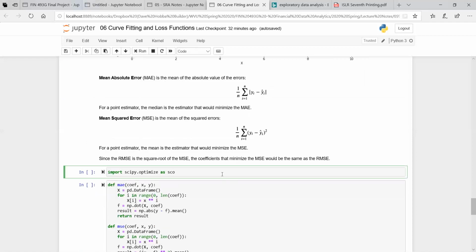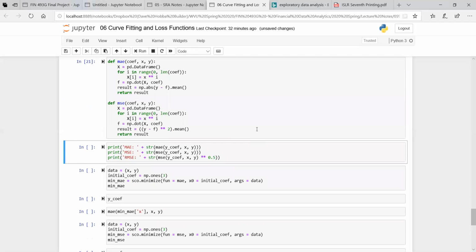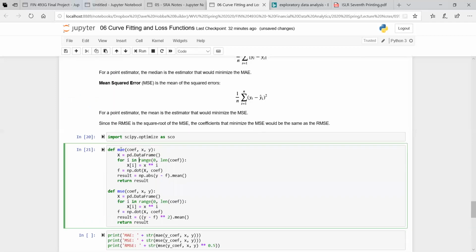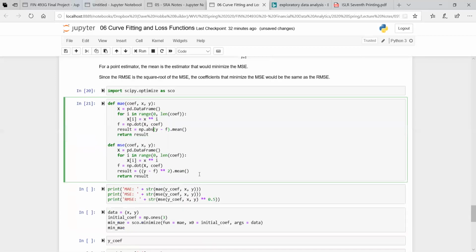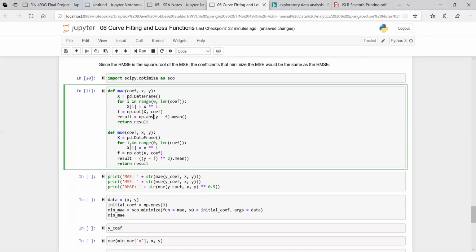And again, we won't go over any of the derivations. We're just going to show it to visualize. So this is a function for MAE, the mean absolute error. And then we're going to plug in coefficients. So we want to minimize mean absolute error. Here is another one, mean squared error. We will want to minimize that.